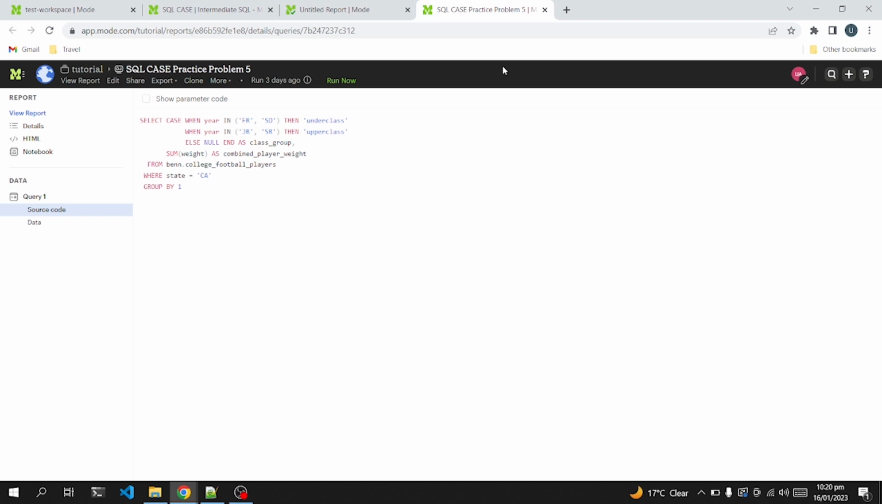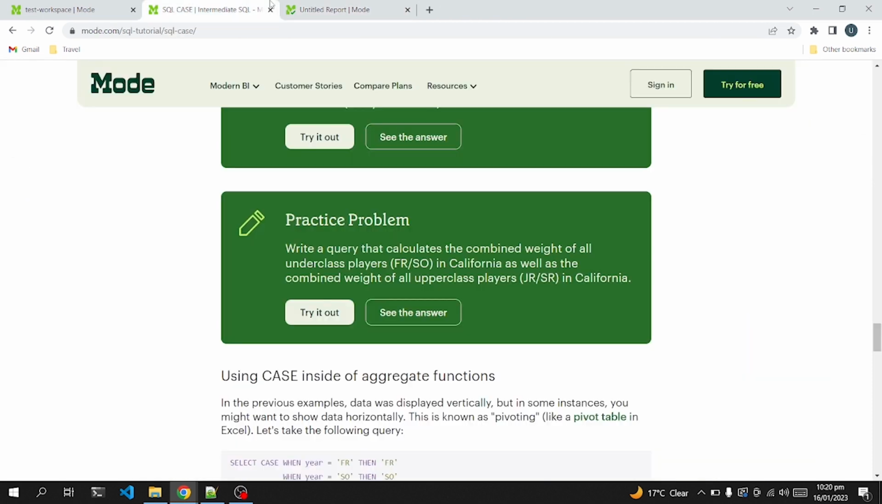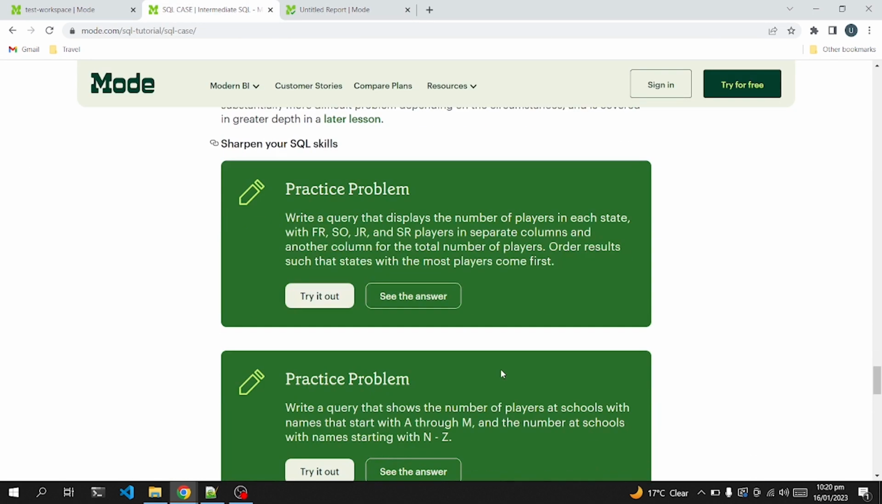So we have year, then underclass, then year, then upper class, then sum of weight, then state, and then group by. So yeah, we have written the right statement. Moving on to the next problem.